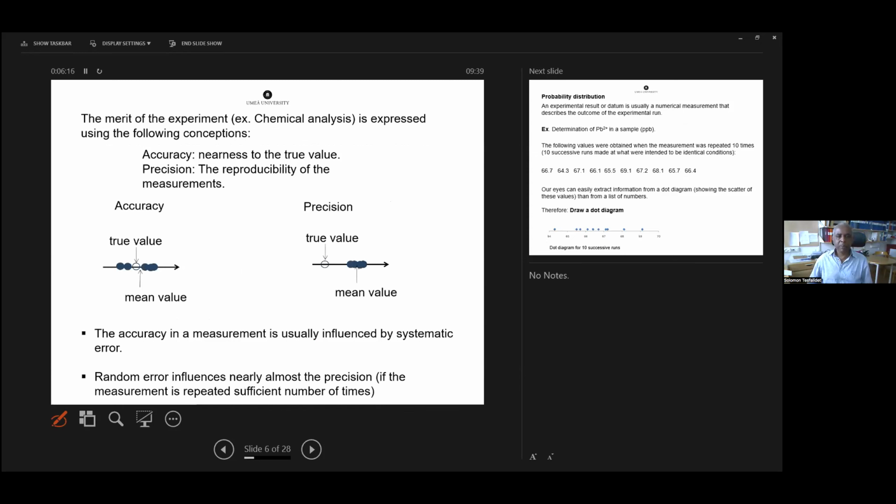The merit of the experiment is expressed using accuracy and precision. As I told you, accuracy has to do with the nearness to the true value, and precision is the reproducibility of the measurements. We can compare this with, for example, if you throw a dart.